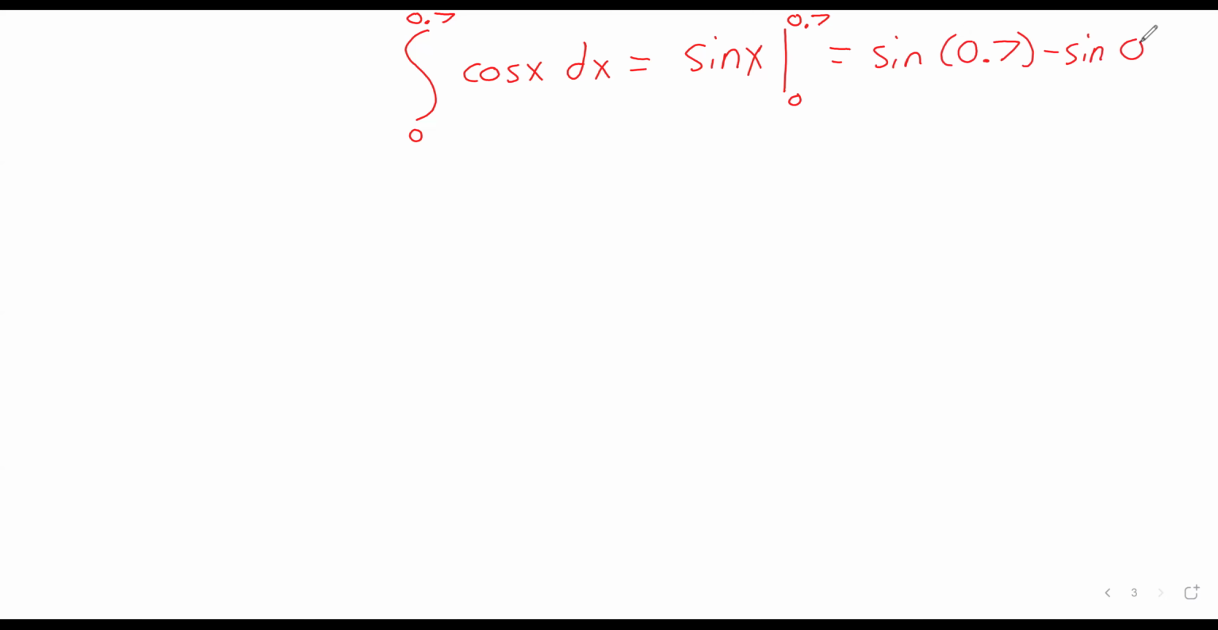But I mean, this isn't much of a way to write your answer. The sine of 0 is fine. The sine of 0 is 0. But what's the sine of 0.7? Well, it isn't anything. I mean, it's an infinite decimal.